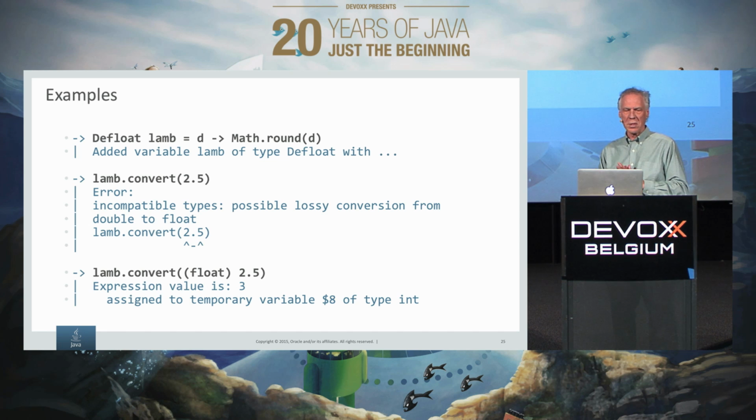Okay, let's just do a few examples here. So we could define a lambda expression using that interface we just declared. Define the conversion from float to int using math round, and we've added that lambda. We can use the lambda immediately, test it out, see if we got what we want, and we say lambda convert 2.5, and so the other thing you get immediately is errors. In this case, you can see that it won't let you just turn 2.5, which is a double, into a float, and you get an error and shows where the error is. And you can add the cast you need to do to make that work.